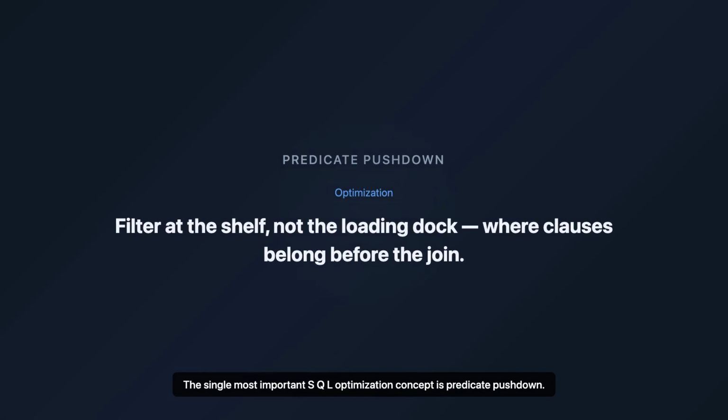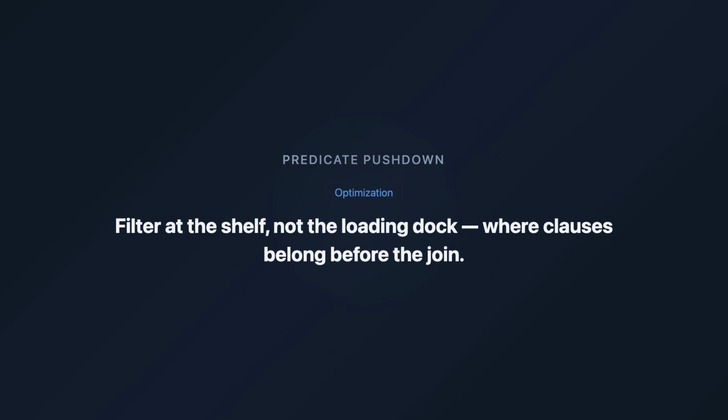The single most important SQL optimization concept is predicate pushdown. Picture a warehouse worker fetching boxes for a shipment. Without pushdown, they bring every box on the shelf down to the loading dock and then check the labels. With pushdown, they read the labels at the shelf and only carry the right boxes down. Way less heavy lifting. In SQL, that means your WHERE clauses belong on the base tables before the join, not in a filter applied to the joined result. A columnar warehouse like Redshift can skip entire blocks of data when a predicate excludes them, but only if you give it the chance to apply that predicate early.